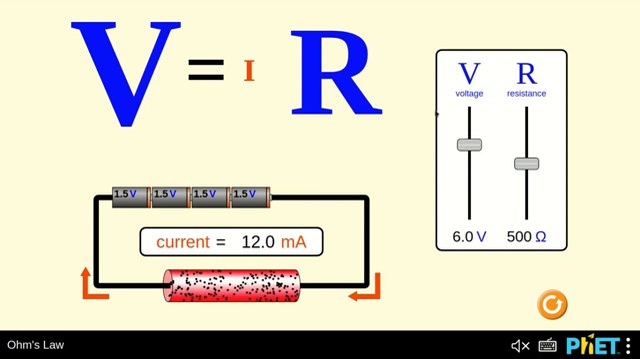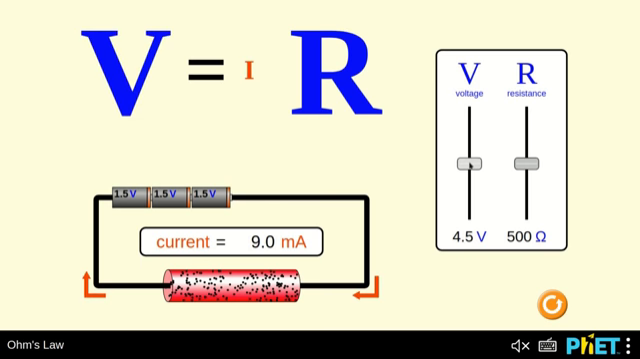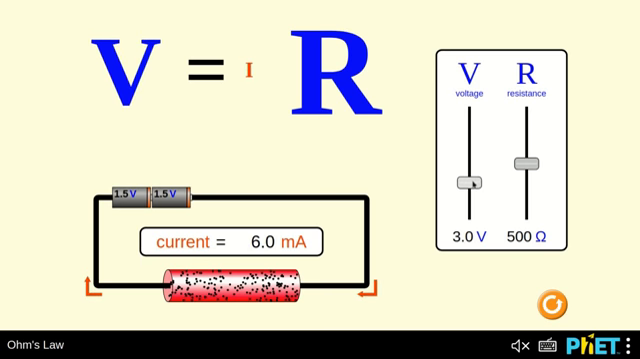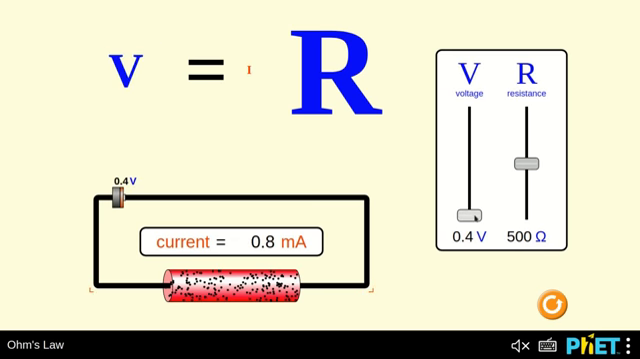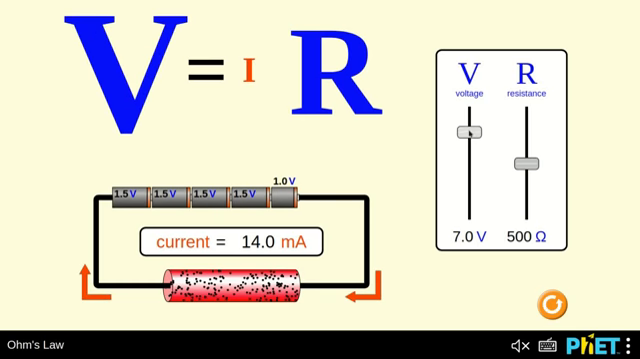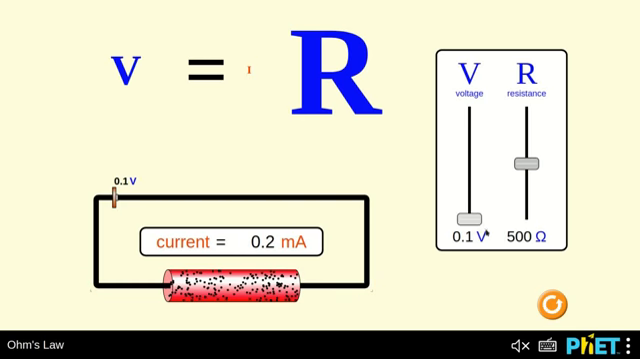You can see here also, when we have 4 cells, the current is 12 milliamp, and you will see that the resistance is 500 ohm. As you reduce the number of cells also, you will find that the resistance, 500 ohm, remains the same, whereas the potential difference and the current change relative to each other.